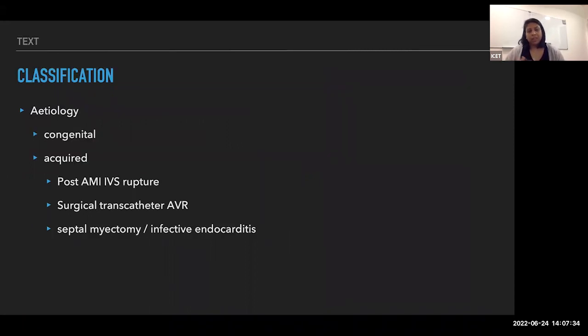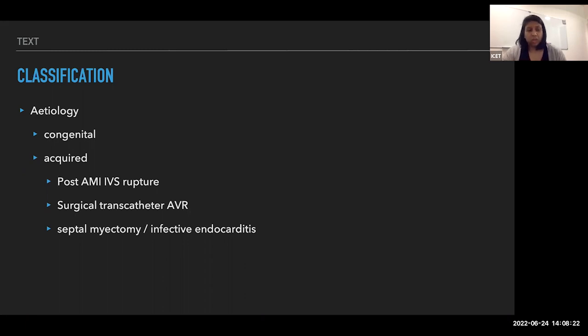In terms of ways that you can classify VSDs, by cause or type, there are generally congenital VSDs, and there are 4 types that fall under the congenital category. Then you have acquired VSDs, which occur in the adult population. We may see these, they're not very common, but they might occur. The major ones would be post-myocardial infarction intraventricular septal rupture, a surgical complication from a transcatheter aortic valve replacement or a septal myomectomy, or infective endocarditis as other potential sources of acquired VSDs.